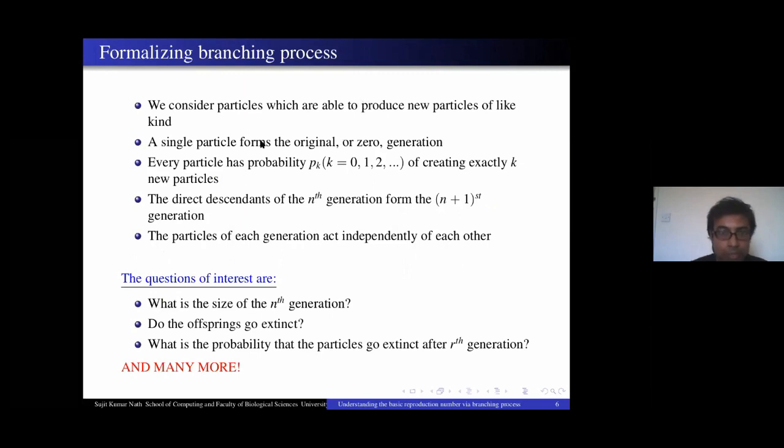So let me now formalize the branching process. What do we mean by branching process in mathematical terminology? Also, please feel free to stop me at any point if you have any confusion.